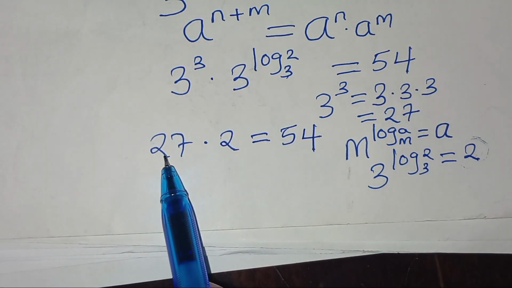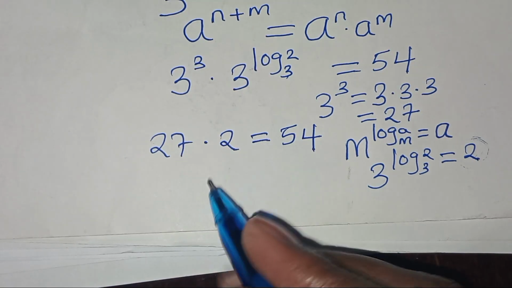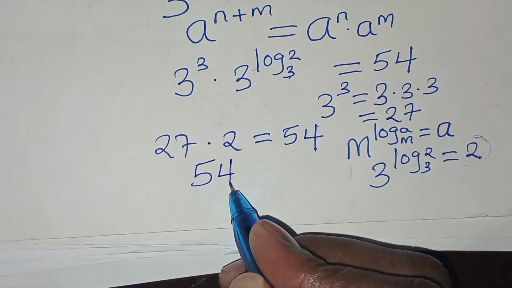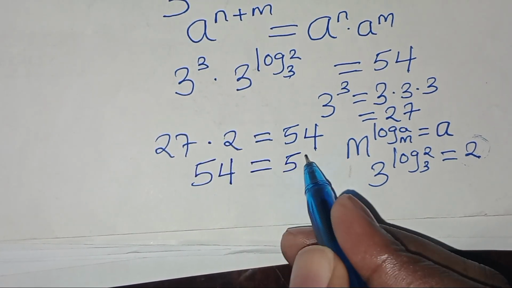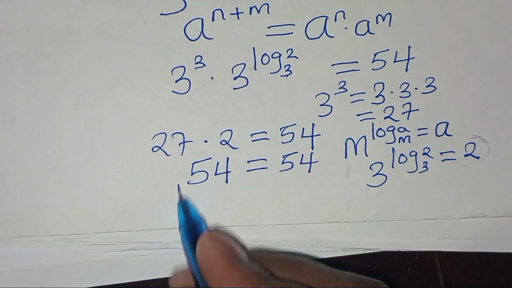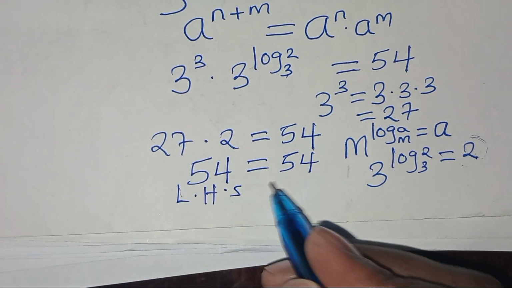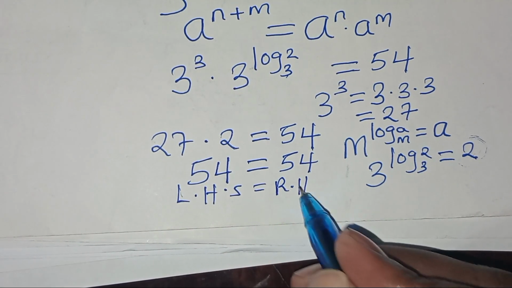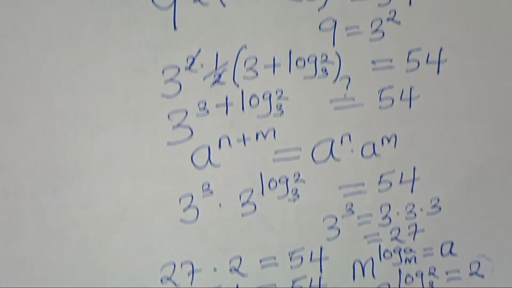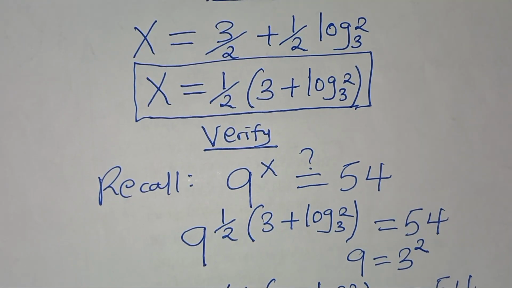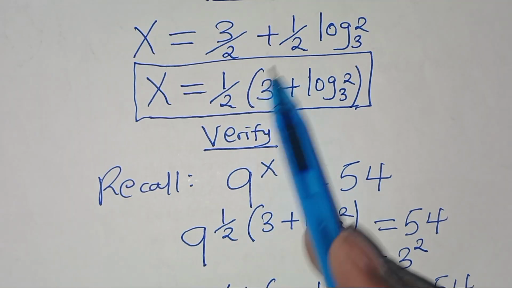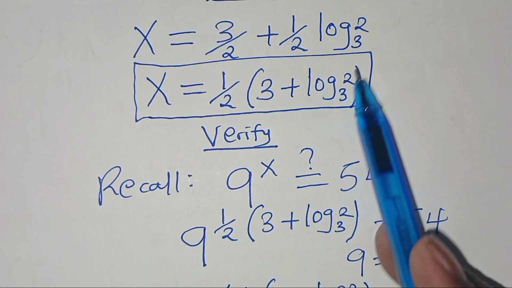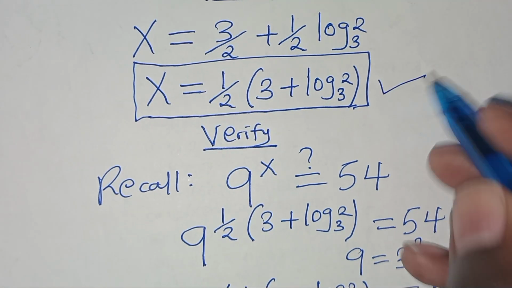So now here we have 27 times 2, and essentially this is equal to 54, and therefore clearly the left hand side is equal to the right hand side, and this implies that the value of x, which is equal to a half into the parentheses 3 plus log 2 to base 3, actually satisfies the equation.